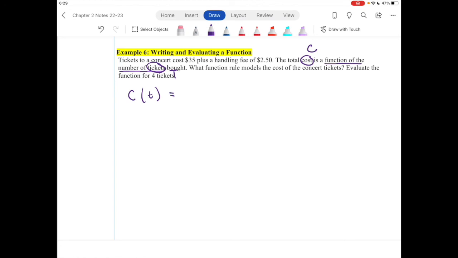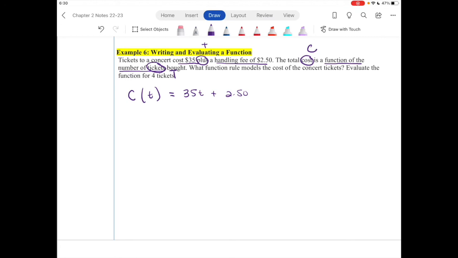Well, this has to be equal to the rest of our equation. How are we going to find the cost? Well, we know that they cost $35 plus, which tells us we're going to be using addition, a handling fee of $2.50. So we know we're going to have 35 plus $2.50. But now we need to see, where does this variable of T go? Since T represents our tickets, we're going to have to multiply it by the 35, since that's the cost of each ticket. Then the $2.50, it's added on no matter how many tickets you buy, so it just stays off to the side by itself.